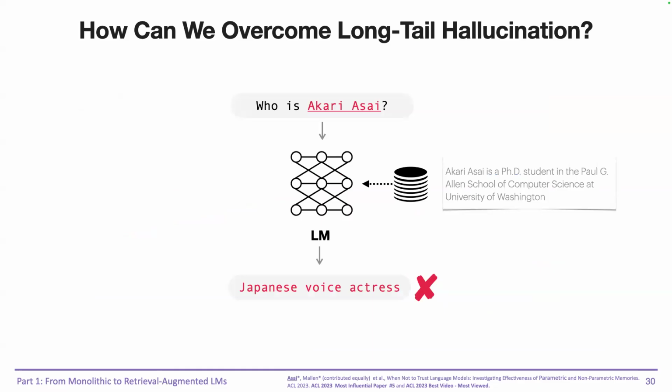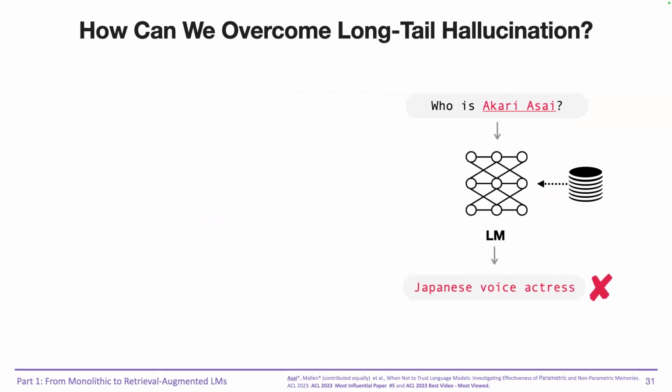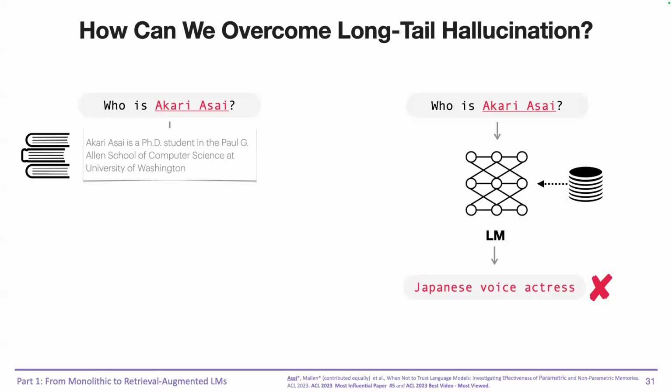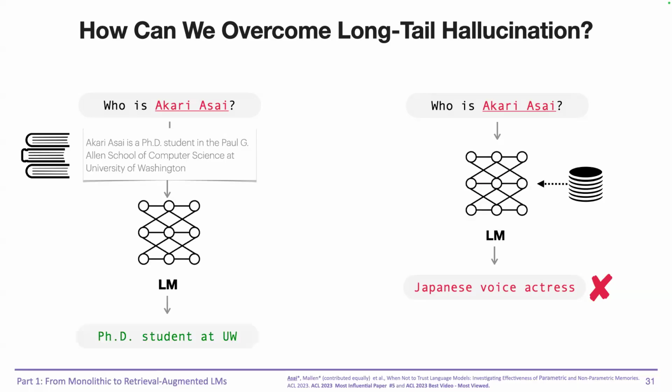Then how can we overcome such long-tail hallucinations? The challenge is that for less popular concepts, even if they appear in pre-training time, language models cannot effectively memorize them in their parameters. Then what if we could directly search the entire text data, locate a few documents about rare entities like Akari Asai, and reason over them to update the answer? This is essentially the core intuition behind retrieval-augmented language models. This enables language models to dynamically incorporate knowledge at inference time, removing the necessity of memorizing everything in model parameters.